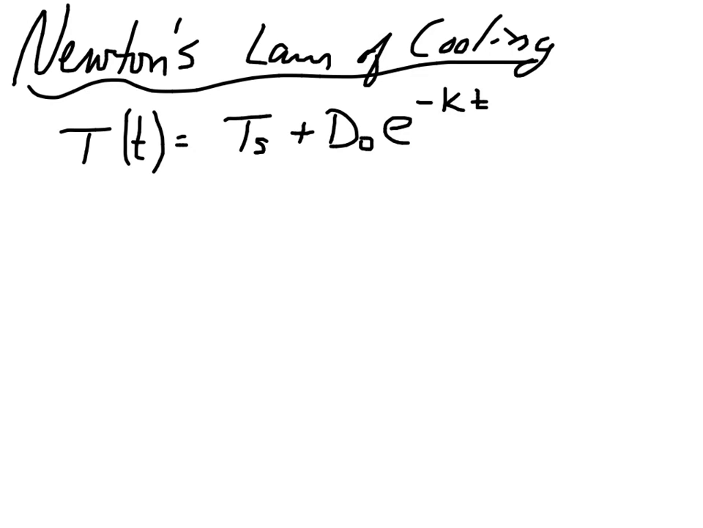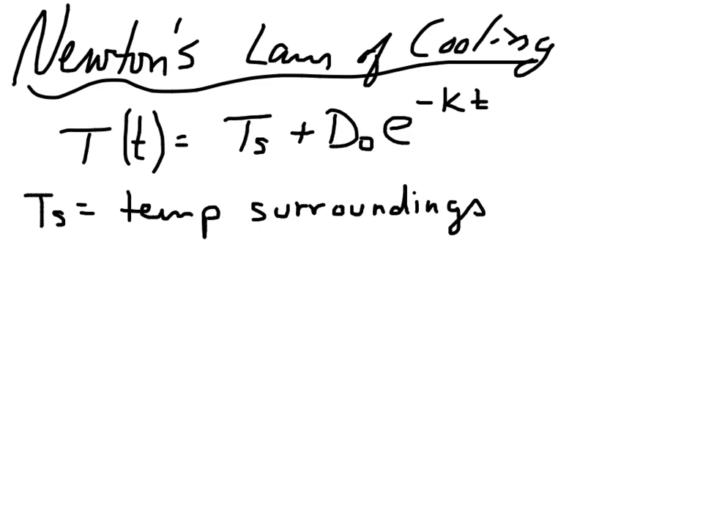But just so that you guys know what some of these are, TS is temperature of the surroundings. So for instance, as I look at what the temperature is right now as I'm making this, it's 78 degrees. It's supposed to be 90 today, so the temperature of the surroundings would be whatever it is right now. So in this case, 78 would be what I would use for that.